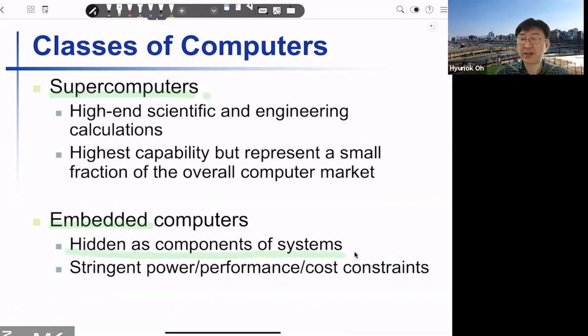So in the embedded system case, the price, cost, and power consumption or heat are more important. Anyway, in this class, we are focusing on performance, okay? How we can improve the performance, especially focusing on the personal computer.